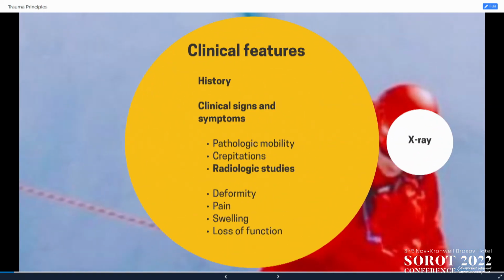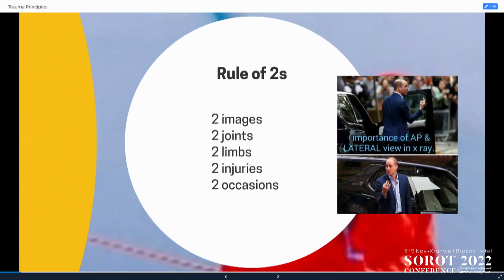About the diagnostics in trauma, these are some principles you probably all know very well so far. We have the clinical signs and symptoms of the broken bone, which are pathologic mobility, crepitations, and radiological studies. And of course, we have the deformity, pain, swelling, and loss of function. When we speak about the X-rays, you always have to do 2 images, usually AP and lateral. Of course, the 2 adjacent joints should be covered by an X-ray.